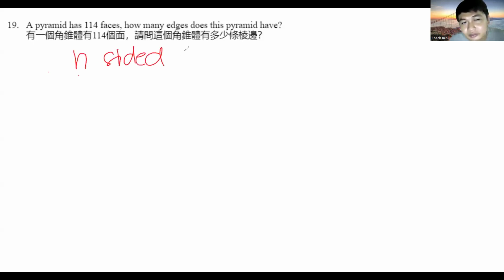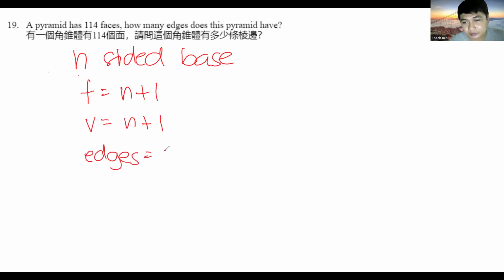Okay, so let's double check this one. A pyramid has 114 faces. How many edges does this pyramid have? So we have our formula for pyramids. A pyramid with an n-sided base will have its faces be equal to n plus 1, its vertices be equal to n plus 1, and its edges be equal to 2 times n. And this is our working formula for pyramids.